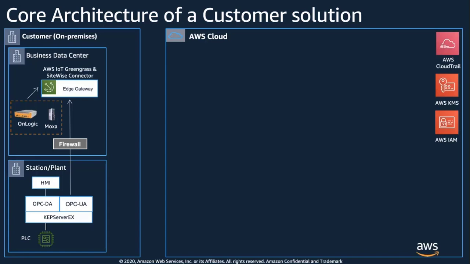Once the data is collected by AWS IoT Greengrass and the SiteWise connector, the data is sent to the cloud, to the AWS IoT SiteWise data store. We refer to this data store as the operational data store. Think of this like your hot data, the data where you need very low latency support.